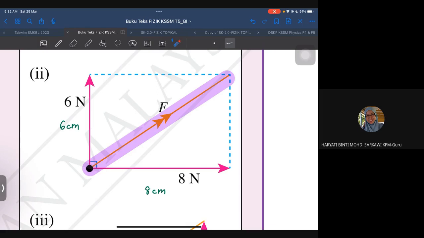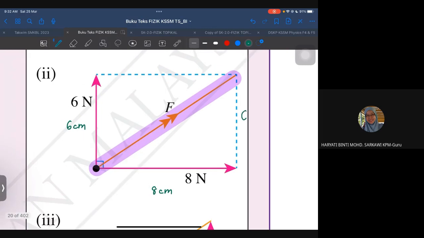Okay. So is there any other method to determine F? Okay, apart from drawing diagram. Can we calculate or not? If you want to calculate, what theorem can we use? So here also 6. This side also 6 newton. This side also 8 newton. So any other, do we have any theorem to calculate this? Any formula?